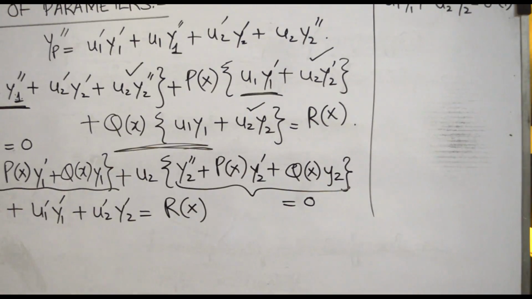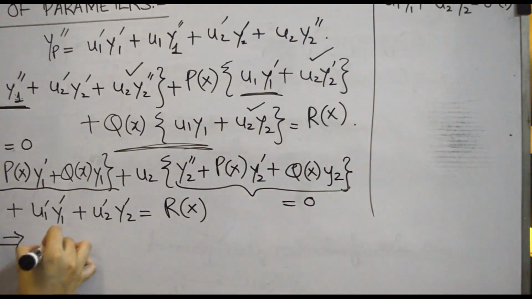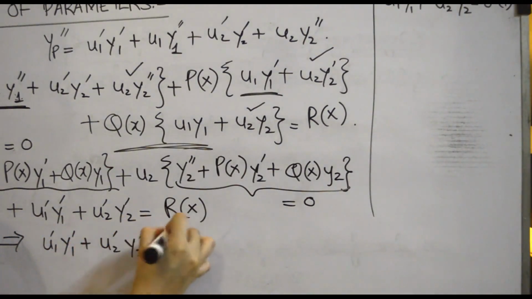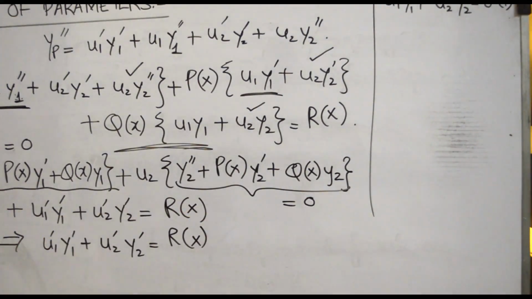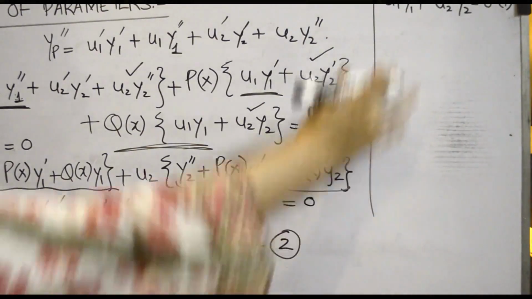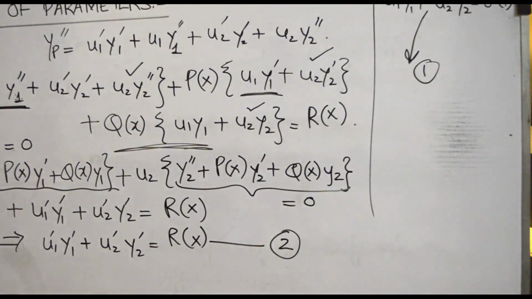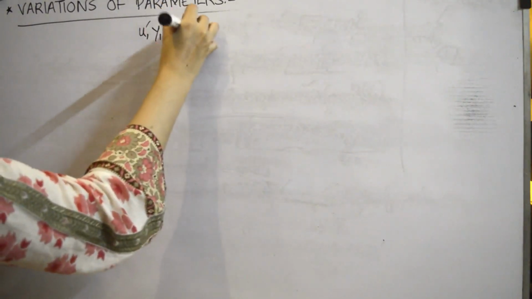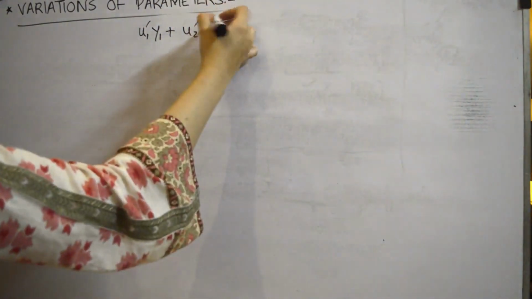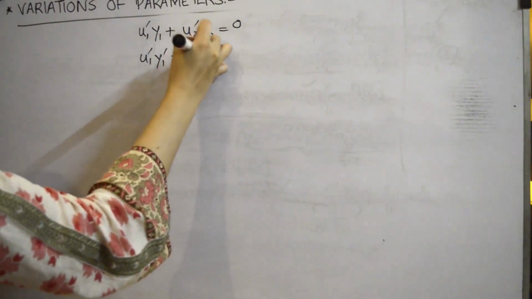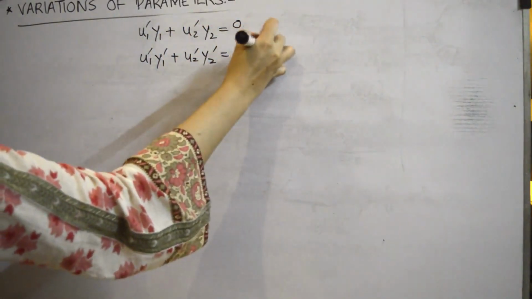So now your equation reduces to u1 dash y1 dash plus u2 dash y2 dash equals to r of x, and you name it as equation 2, and by your selection you name it as equation 1. So these are two equations. You are left with only a system of two equations, and that is u1 dash y1 plus u2 dash y2 equals to 0, and u1 dash y1 dash plus u2 dash y2 dash equals to r of x.